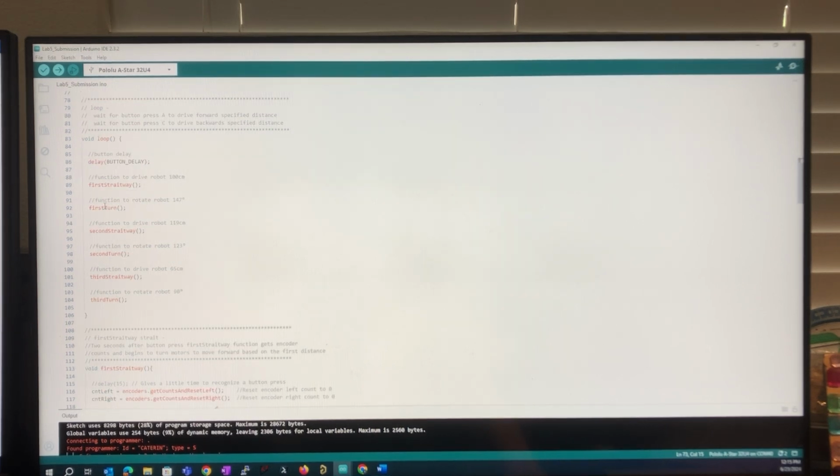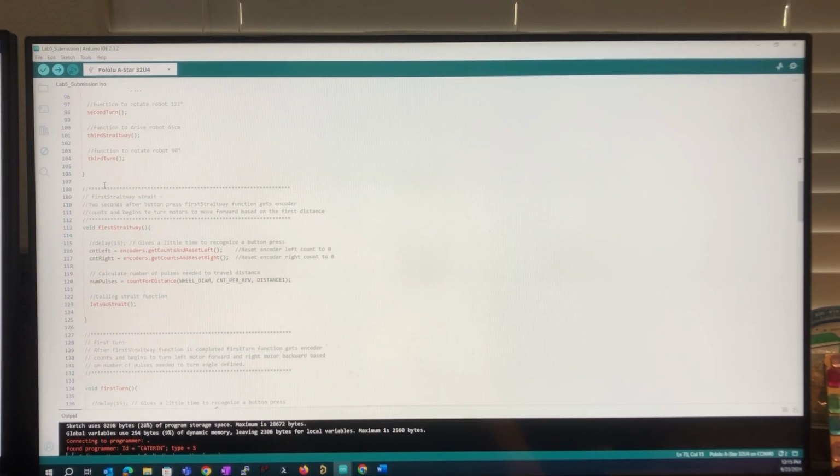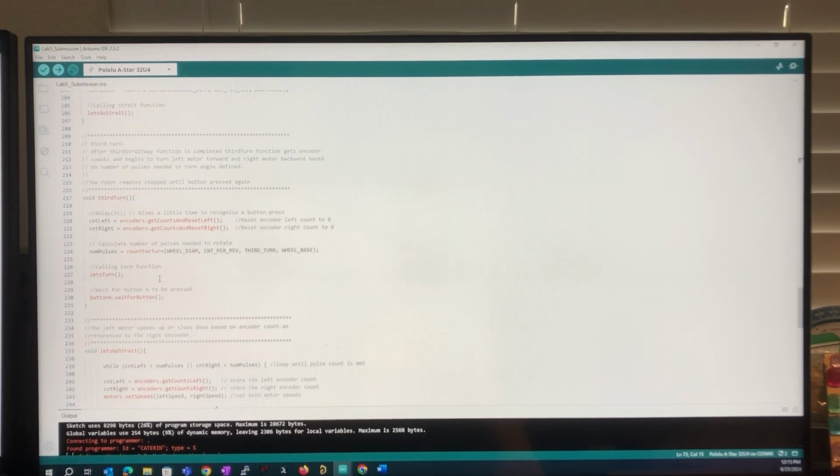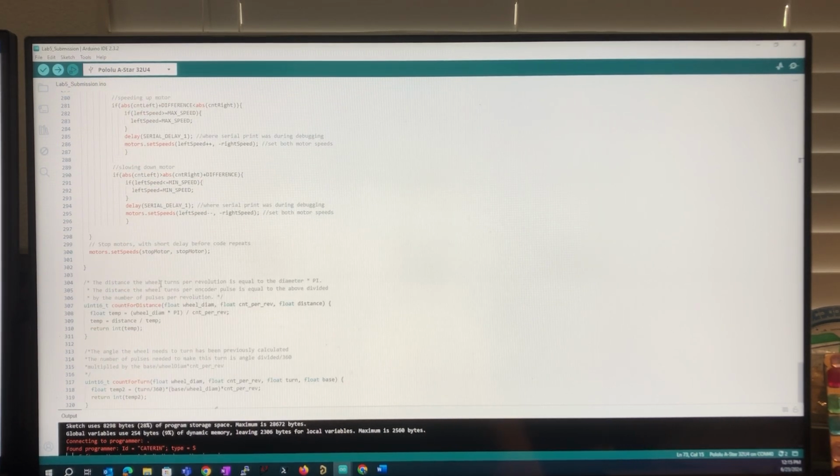They're virtually the same, but we'll go into the first straightaway function. So what happens here is we reset the left and right motor encoder pulse counts. We then need to determine the number of pulses we need to go that 100 centimeters. So down at the bottom, this was provided to us as an example.